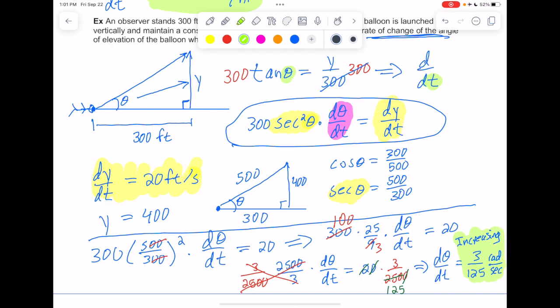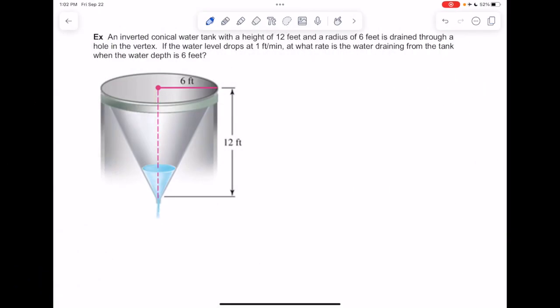So the angle is increasing at a rate of 3 over 125 radians per second. All right, let's look at one more example.